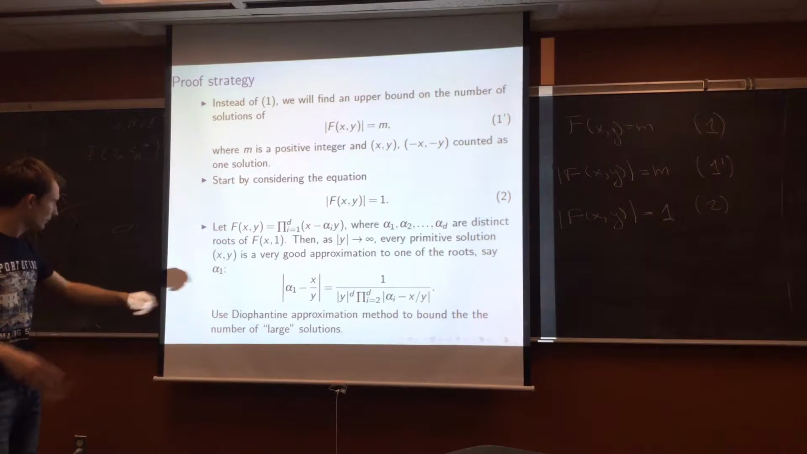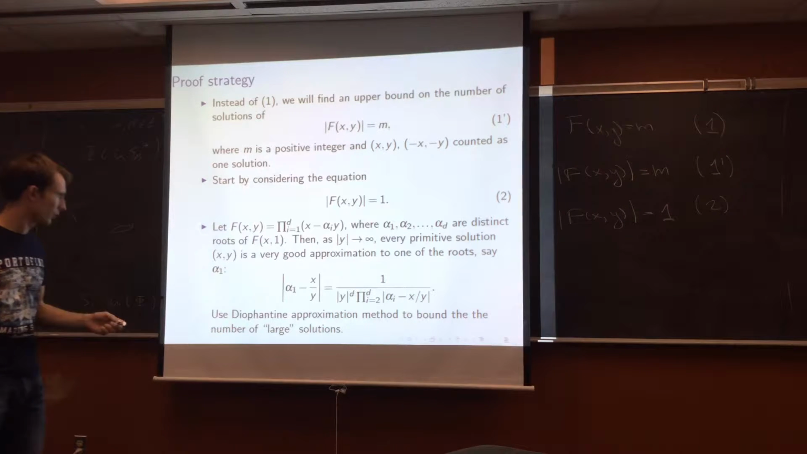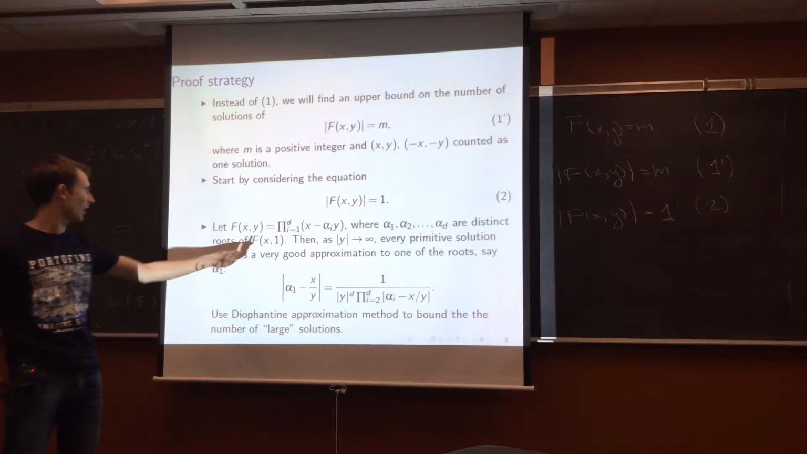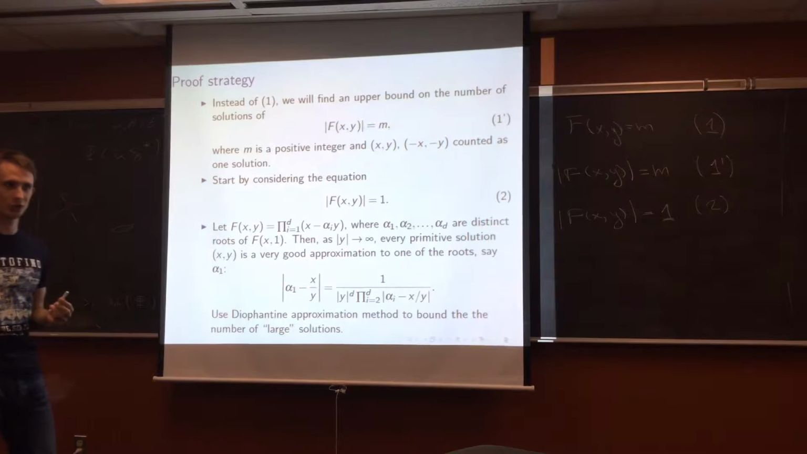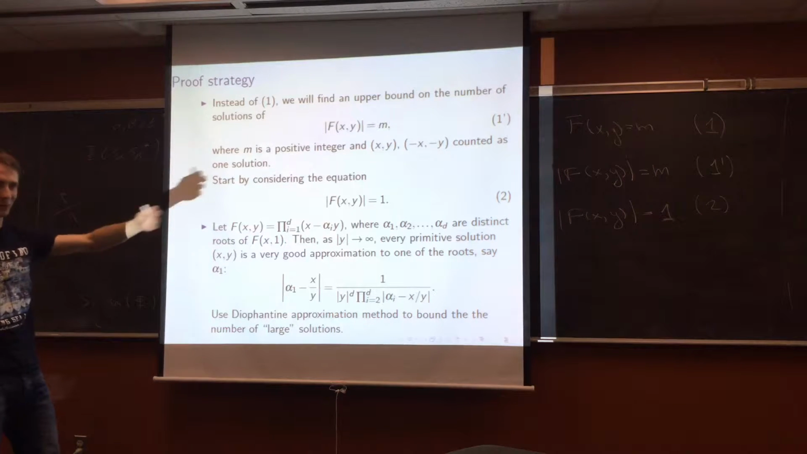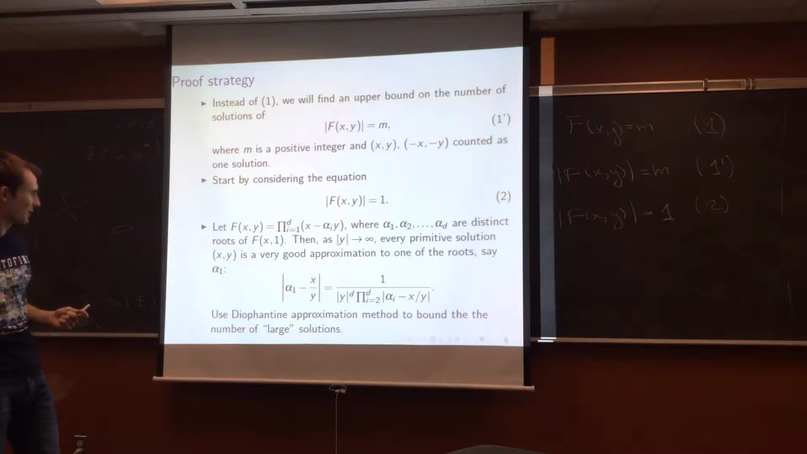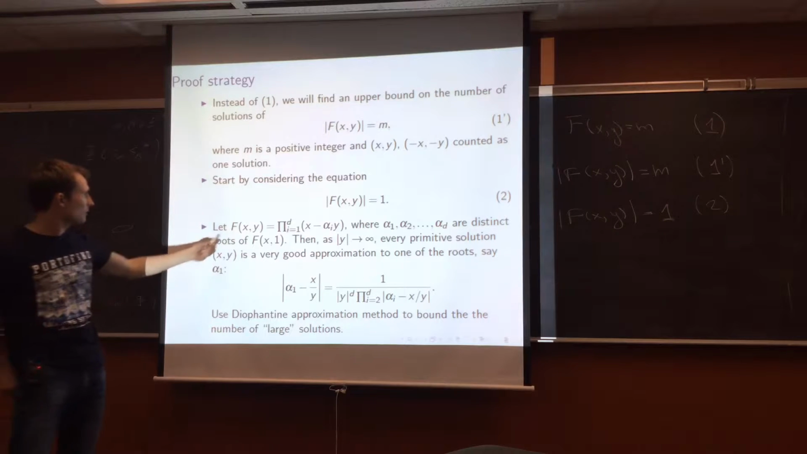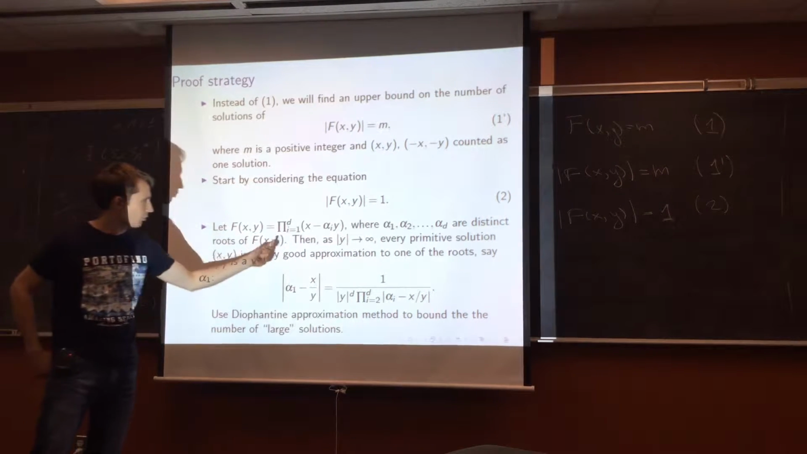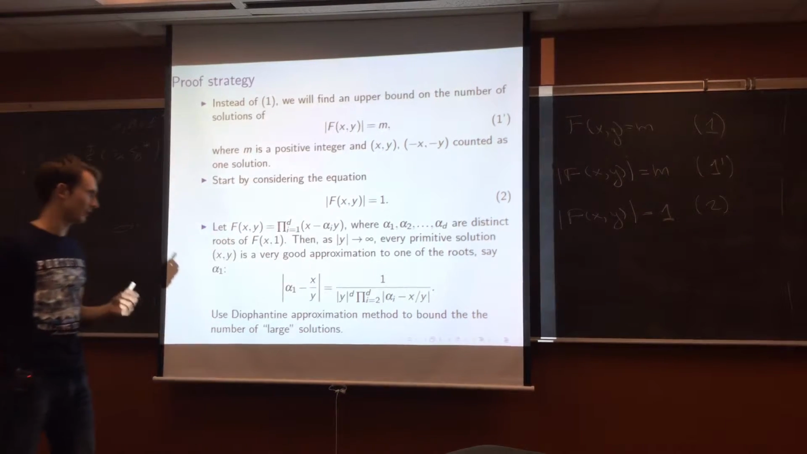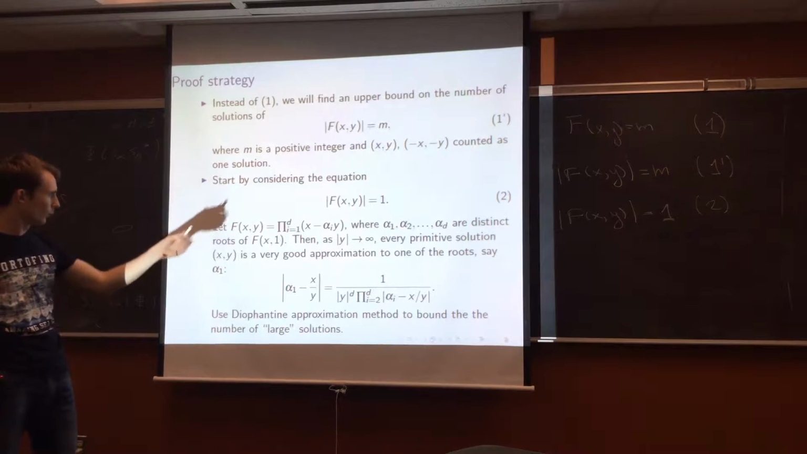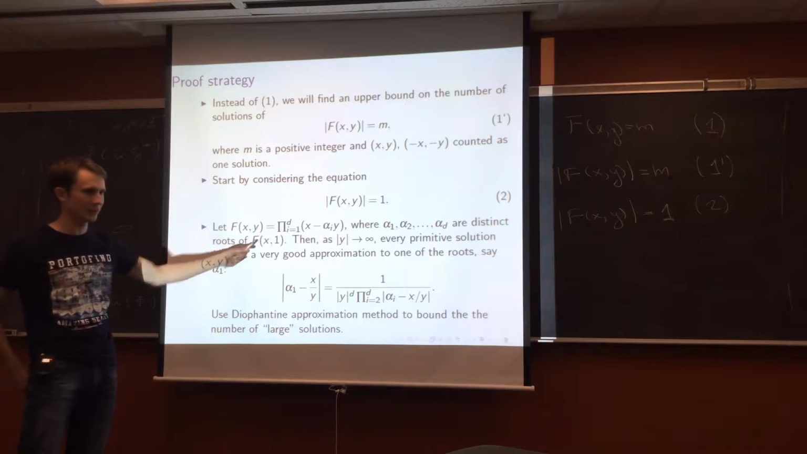Intuitively, the large solutions are those which have y being really large, okay? And of course, that would probably influence the value of x in some way too. So if I write my f as the product of linear forms of the form x minus alpha_i y, where the alphas are just the roots of the polynomial f(x, 1).